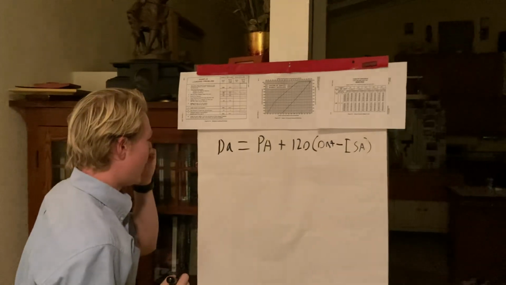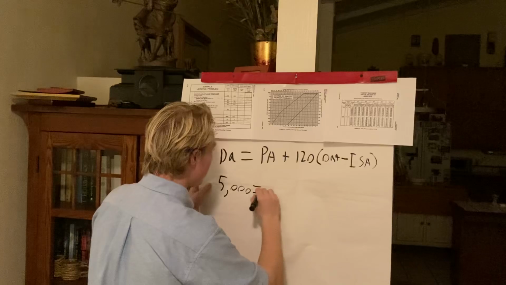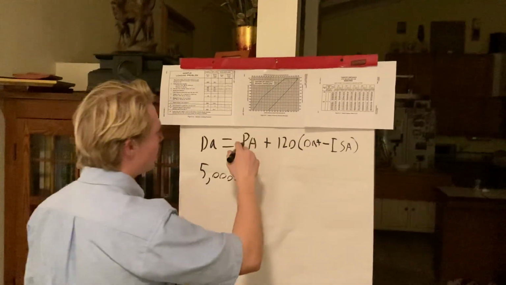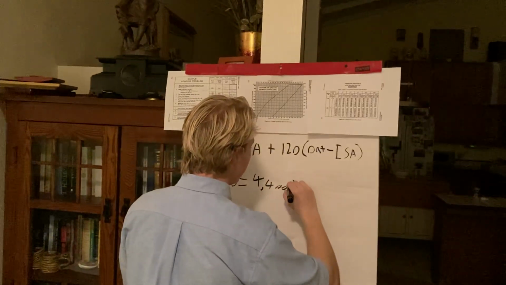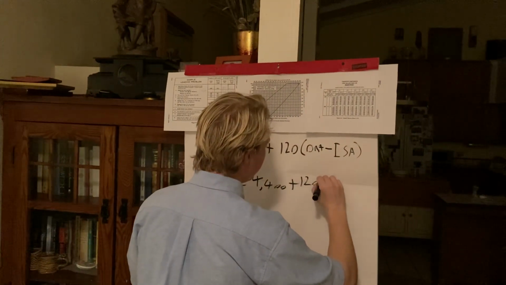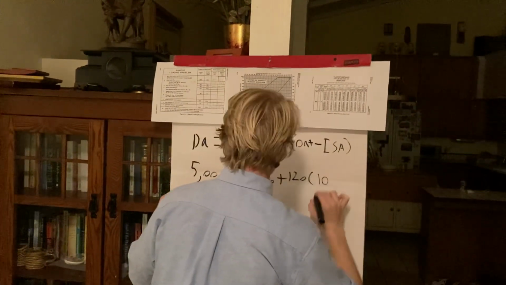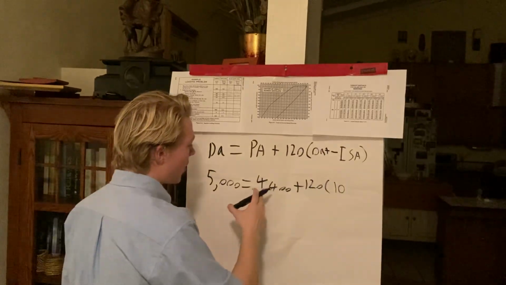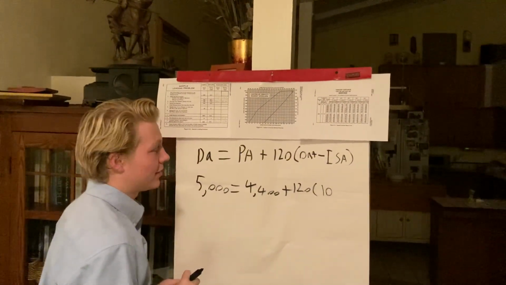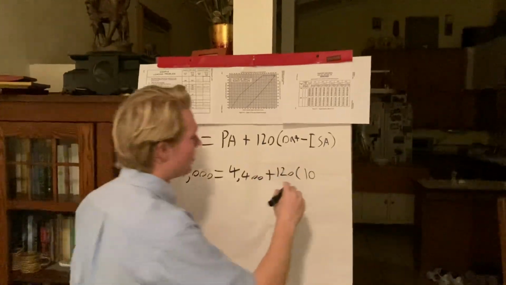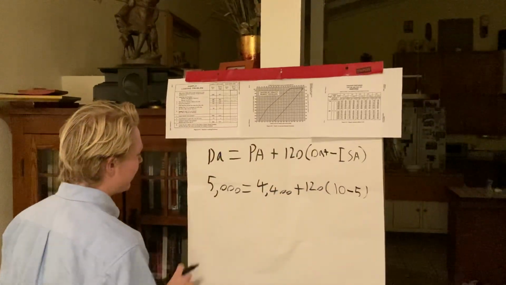And so to get a density altitude of 5,000, we're going to take our pressure altitude of 4,400, and we're going to say our outside air temperature is 10 degrees Celsius, and at around 4,400 feet, our ISA is around 5 degrees Celsius, so we're going to subtract that from our outside air temperature, and when we simplify this, we get 5,000.